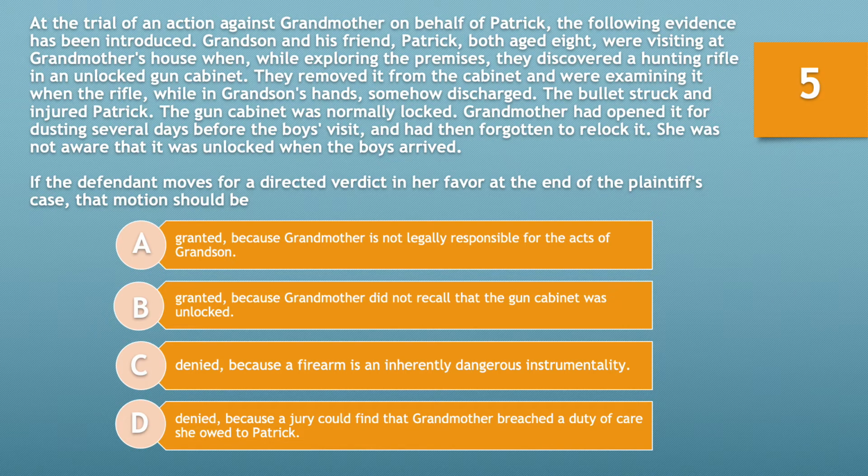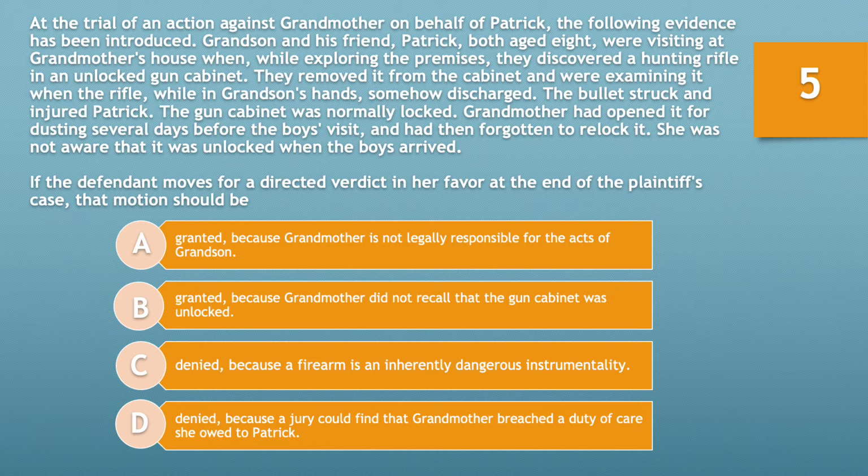Question number 5. At the trial of an action against grandmother on behalf of Patrick, the following evidence has been introduced. Grandson and his friend Patrick, both aged 8, were visiting grandmother's house. When exploring the premises, they discovered a hunting rifle in an unlocked gun cabinet. They removed it from the cabinet and were examining it when the rifle, while in grandson's hands, somehow discharged. The bullet struck and injured Patrick. The gun cabinet was normally locked. Grandmother had opened it for dusting several days before the boys' visit and then forgot to relock it. She was not aware that it was unlocked when the boys arrived.